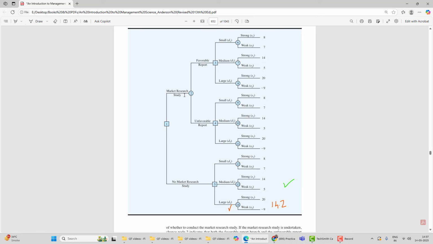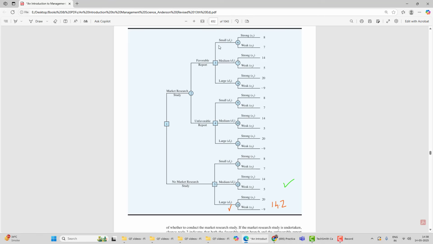Now let us return to the market study. After the market study, there can be two possibilities: either you are going to get a favorable report or you are going to get an unfavorable report. In both the cases, the organization has to make a decision about the size of the complex. So here also and here also you will have small, medium, large branches. And after this is what we have already done in the previous one without probability.